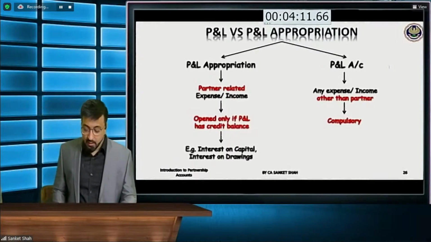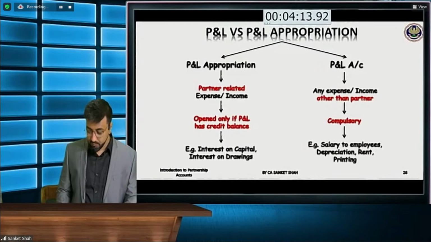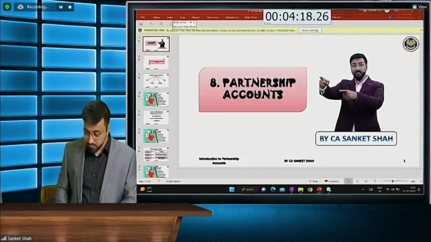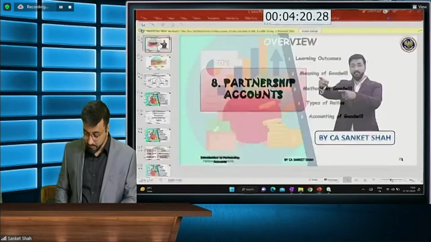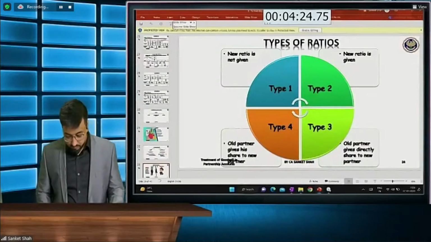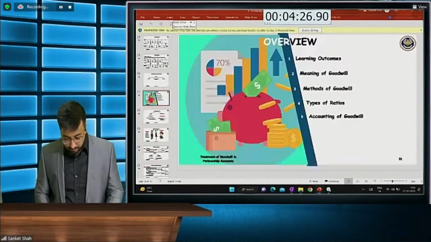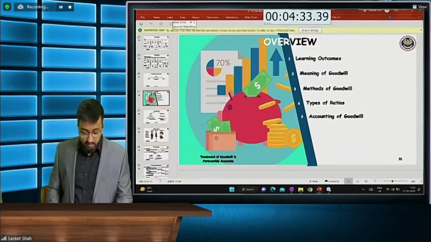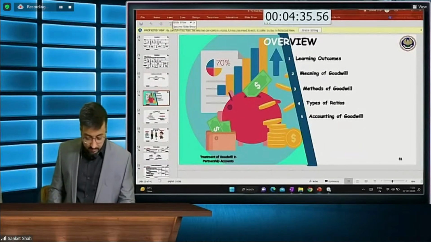Very good, beta. So this is your unit number 1. See, easy hai, Ritu Tiwari, Shreya Tiwari. Very good, beta.